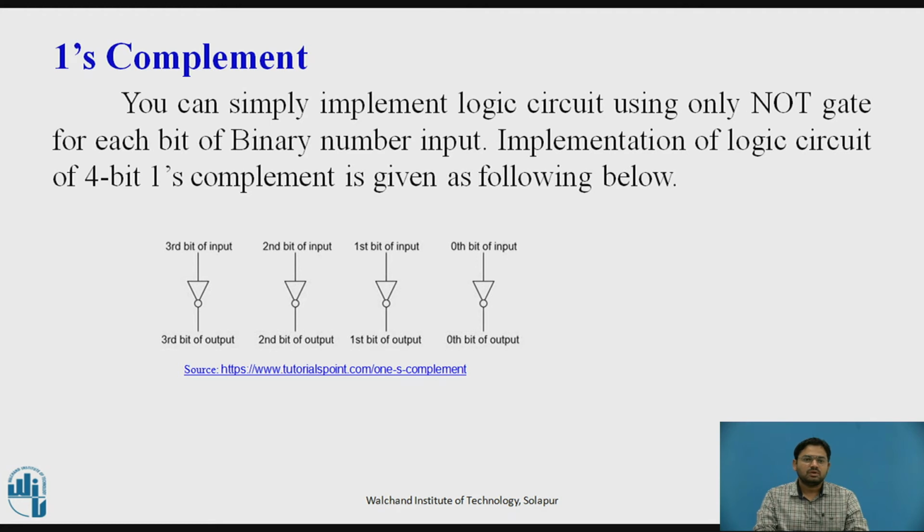This is the way of implementing the 1's complement with the help of the NOT gate. For 4 bits, you require 4 NOT gates. Just give that 4-bit input to the 4 NOT gates, and you will get the 1's complement of that 4-bit number. If the input is 0 0 0 0, output is 1 1 1 1. If the input is 1 0 1 0, output is 0 1 0 1. It is just complementing that. This is the implementation of finding the 1's complement with the help of hardware, that is, the NOT gate.